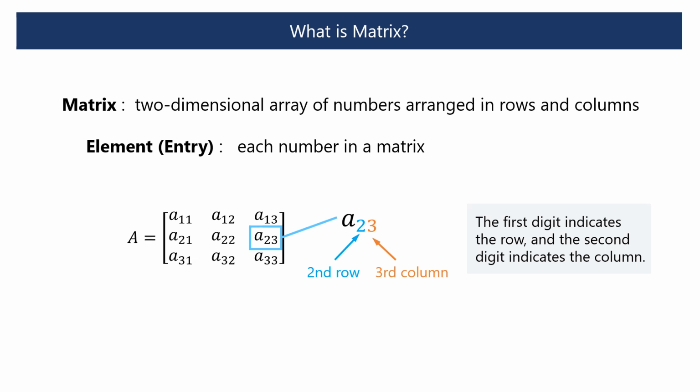So, a11 is the element in the first row and the first column. a23 is the second row and the third column, and so on. As we will see later, using matrices, we can represent and operate linear equations in compact and organized ways.